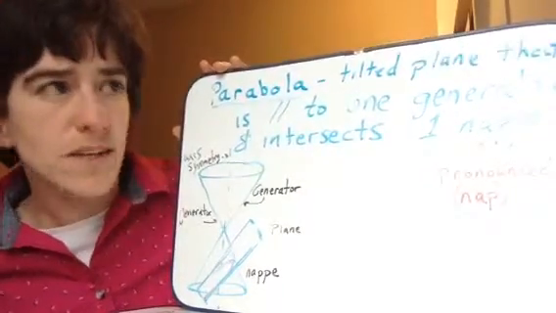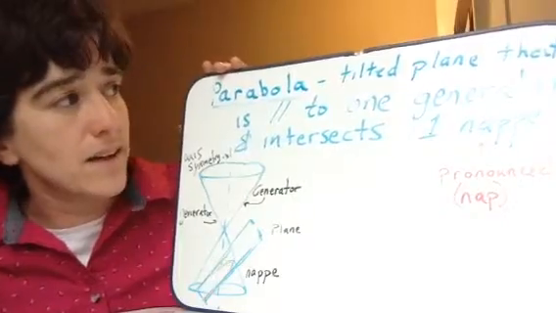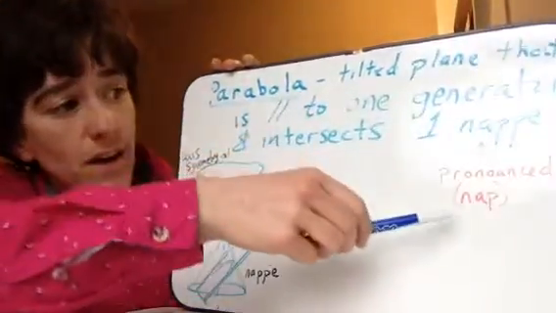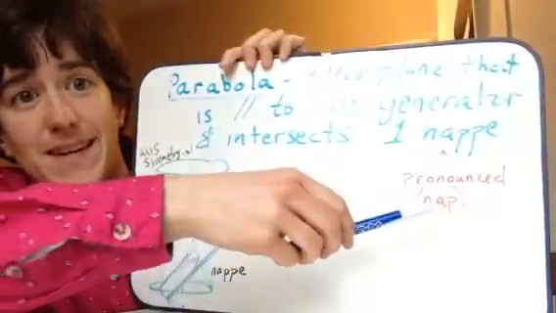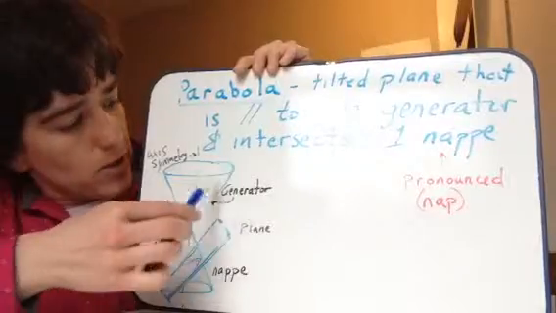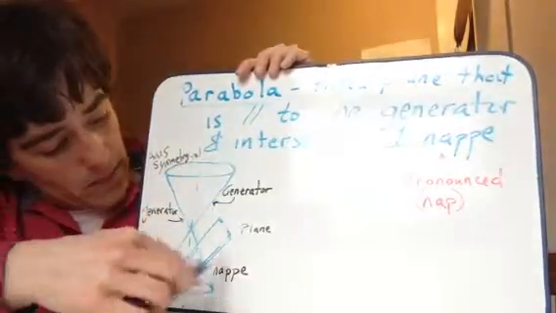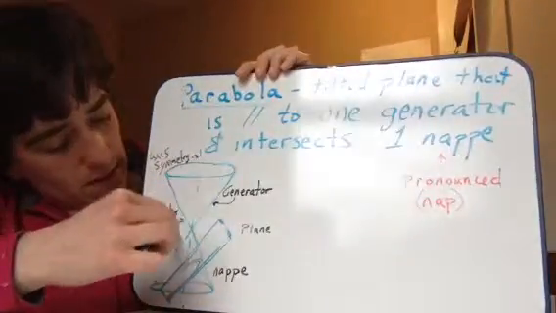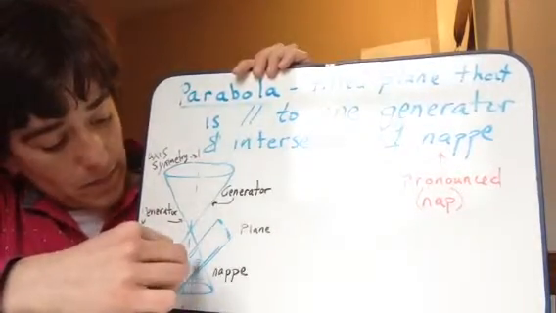So a parabola results when I have a tilted plane that is parallel to one of the generators and intersects just one of the nappes. I found out that this word is pronounced nap. So here I have my drawing. I see that I've got my cone, my two generators, and down here I have my plane that's coming through parallel to this generator, creating my parabola here.